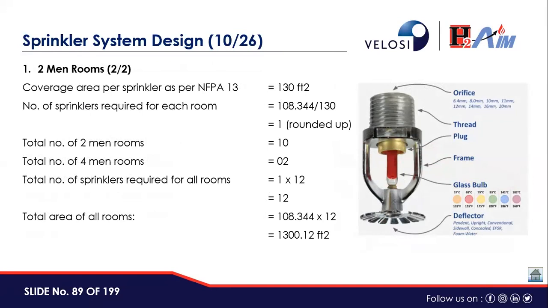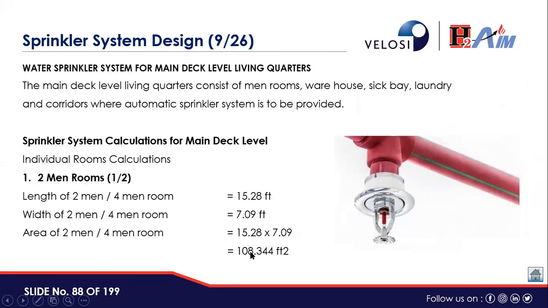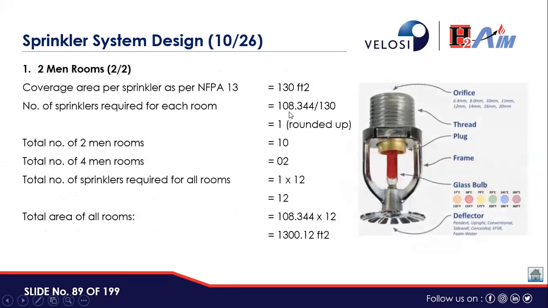So now we can calculate the number of sprinklers required for each room. Area divided by the coverage area. Area of that room, it was 108.344, length into width, divided by the coverage area per sprinkler as per NFPA 13 was 130. So we are dividing this. So we are coming with at least 1, rounded up 1.